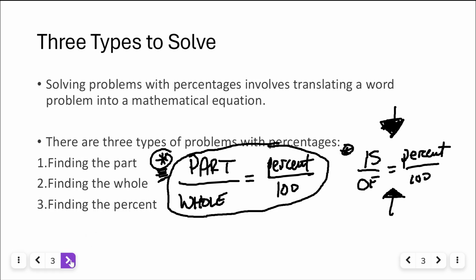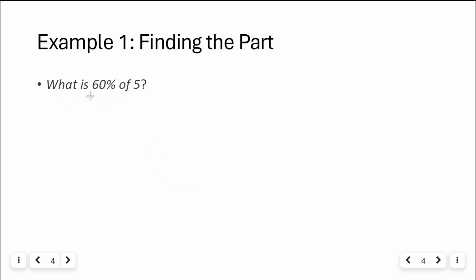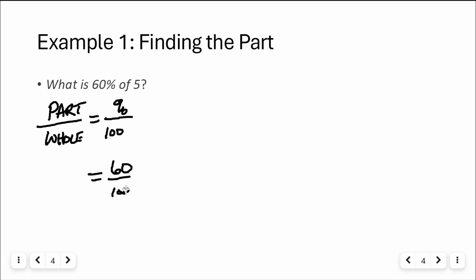Okay. All right. So let's work on some problems together. I'm going to use this equation just so that you understand where we're going with it. But again, if you want to use the equation on the right, you're welcome to do that. Okay, so first question is, what is 60% of 5? All right, so I'm going to use my equation, part over whole equals percent over 100. All right, so now my percent is pretty easy to identify. It's the number that has the percent sign next to it. So we're going to have 60 over 100 on this side.